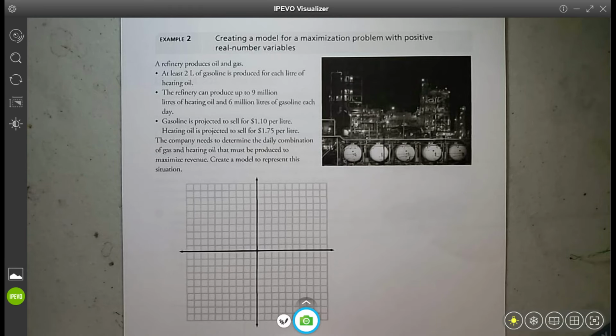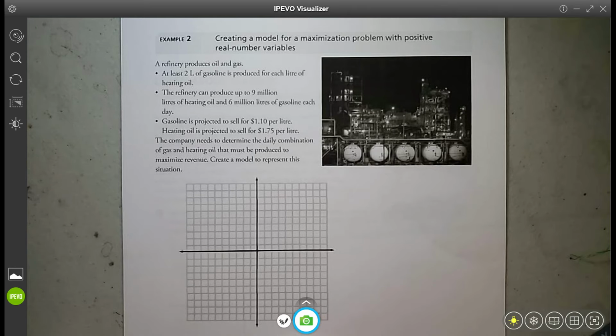So for the rest of chapter 6, we're going to look at optimization. So trying to find the best possible solution for our system of linear inequalities. So we will have to create that system and then solve it. So let's take a look at our first example here.